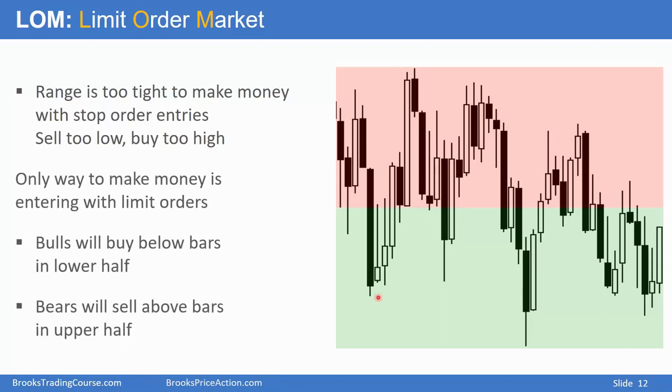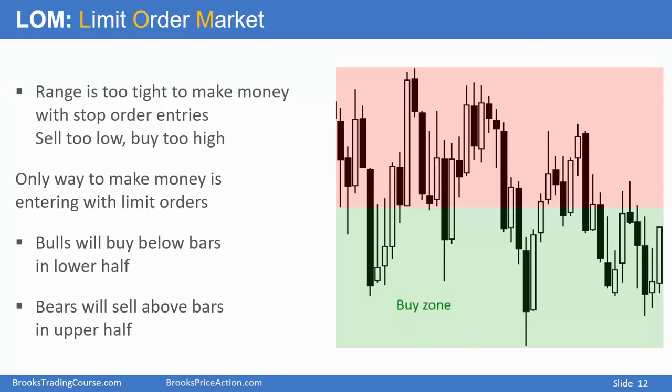A limit order, for example, you're looking to buy below bars in the lower half. You buy a breakout, betting the breakout will fail. A stop order trader would sell below this bar and get filled here. A limit order trader does the opposite. He places a limit order to buy at that low. Up here, a stop order trader would buy above that high and lose money. A limit order trader would have an order to go short at that high, and as soon as the market went above that high, he would get short and he would make money.